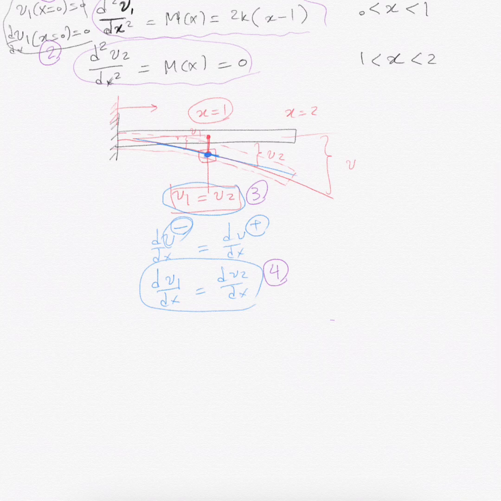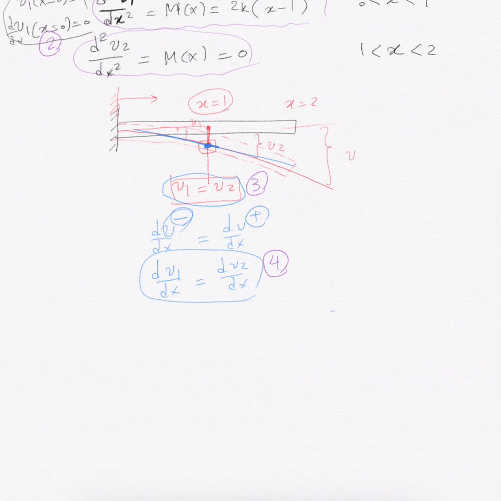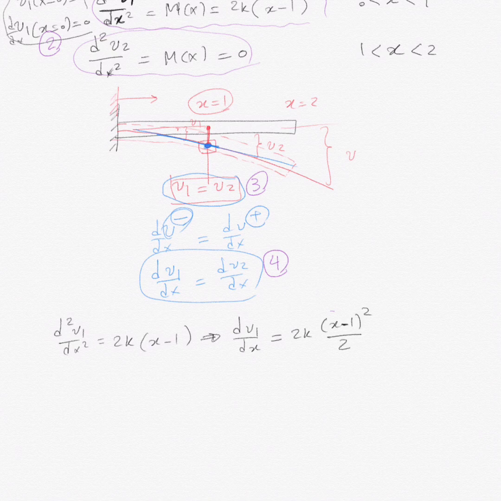So let's go ahead and integrate the first equation. I write the second derivative d²v1/dx² is equal to 2k times (x minus 1). Integrate that. The first integration gives you dv1/dx is equal to 2k (x minus 1)² over 2 plus c1.